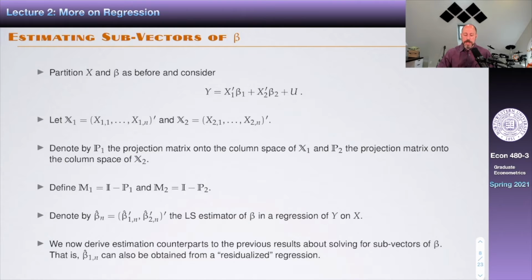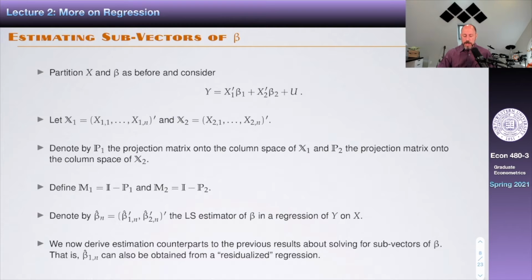So we're going to partition x and beta as before. And let's consider the same regression that we had before. Y is x1 beta 1 plus x2 beta 2 plus u. And for this result, again, I said I'm not going to use matrix notation a lot, but in this case it's just going to be convenient. So we're going to let bold x1 be the matrix that is n times k1 dimension. And x2 is just going to be the same thing for x2. It's going to be n times k2 dimensional.